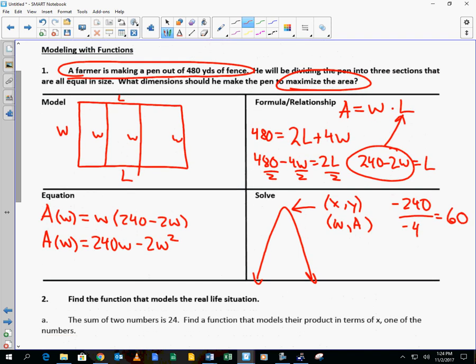Now, is it asking for what the maximum area is, or is it asking for the dimensions? The dimensions. So he should have 60 yards by, well, we've already solved for L here, haven't we? Just plug it in. 240 minus 2 times 60, 120. And that's the answer.